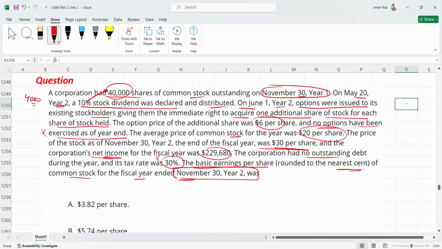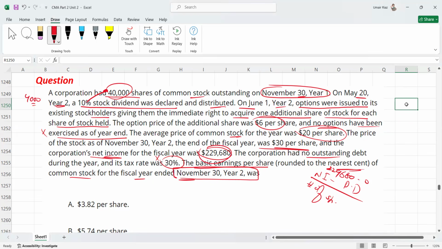How will you calculate basic EPS, guys? You don't have any preferred stock here, right? So simply, basic EPS is net income minus preferred dividend, which is not given, divided by the weighted average number of shares outstanding. Net income is 229,680. Preferred dividend is 0. And the weighted average number of shares outstanding, that we have to calculate.